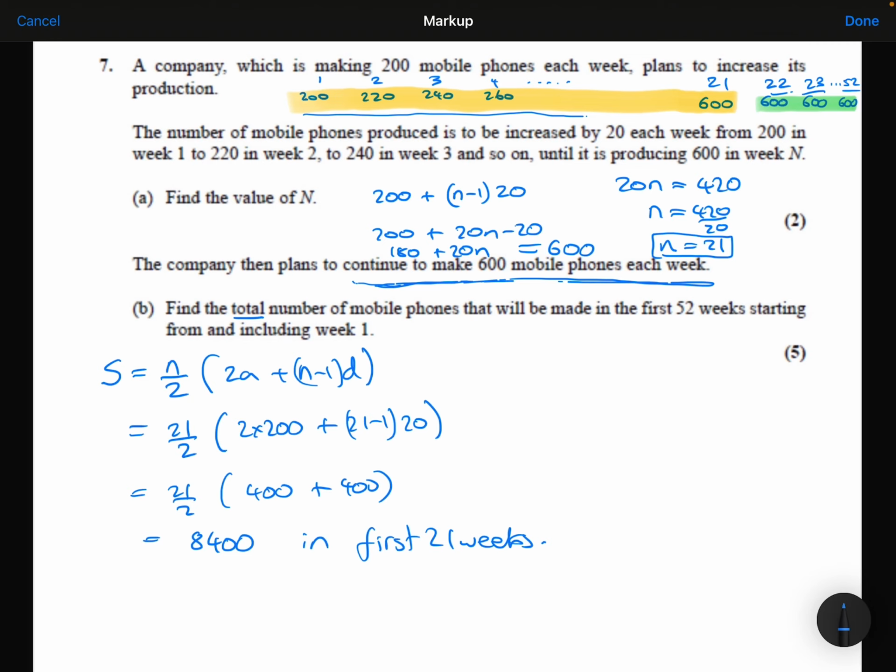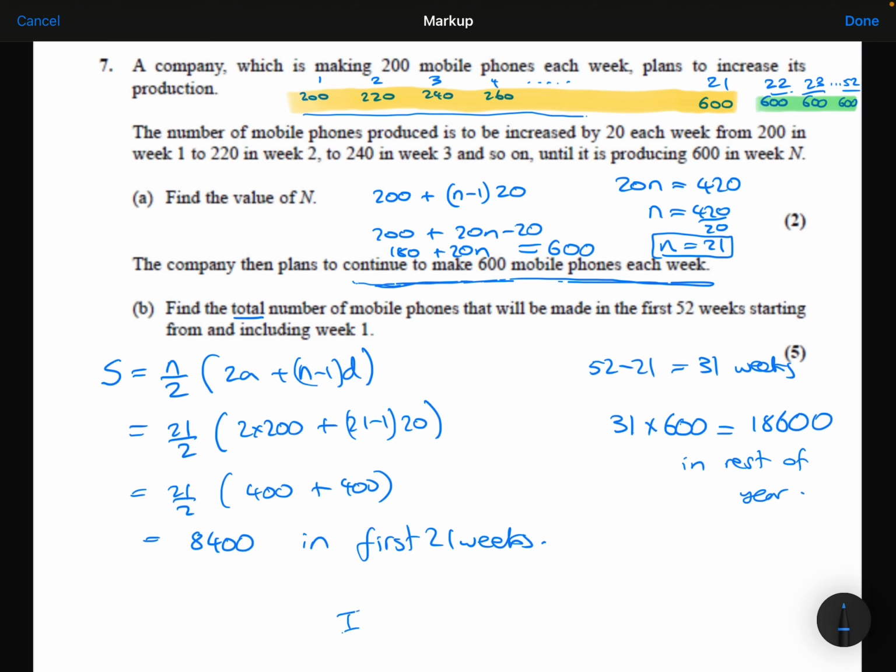For the rest of the year, let's figure out how many weeks that is. 52 minus 21 is 31 weeks. For the remaining 31 weeks, they make 600 phones each week, and that's always just 600 every week. So 31 lots of 600. So 31 times 600, we get 18,600 in the rest of the year.